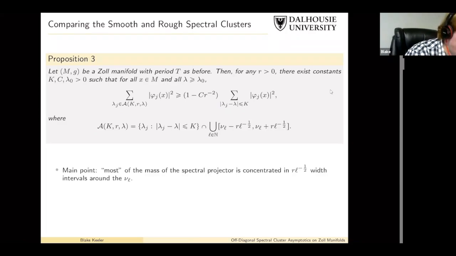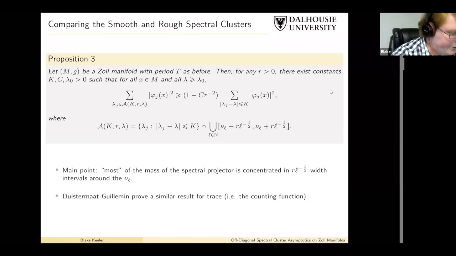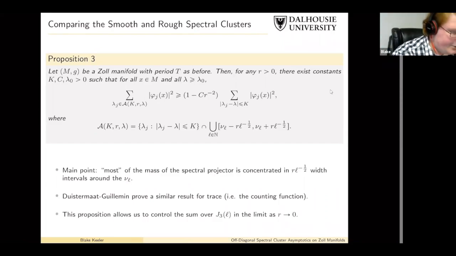So as I said, most of the mass of the spectral projector is concentrated in these tiny little windows around the nu L. And the paper of Buistamaat and Gilliman proves a similar result, but only for the trace. So they prove an integrated version of this, where you show that the counting function corresponding to each of these intervals satisfies this kind of density property, where most of the eigenvalues are close to the nu L, and there's more or less negligible stuff outside of that. And as I said, this proposition allows us to control that sum over J3 in this limit as R tends to 0.